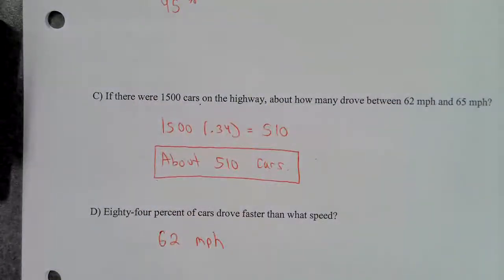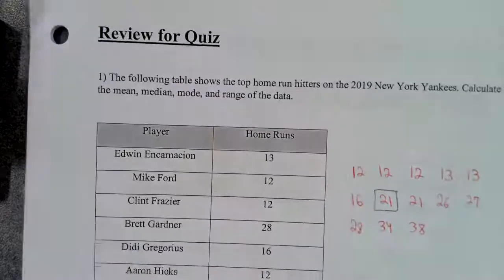And that is the end of the quiz review. That quiz review was on different measures of central tendency, such as mean, median, mode, and range. It was on visual representations of data, and it was on normal distribution curve.